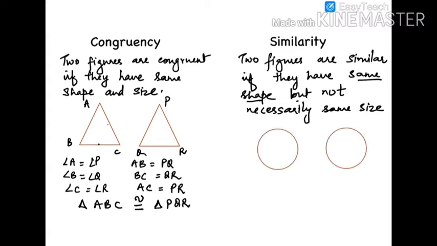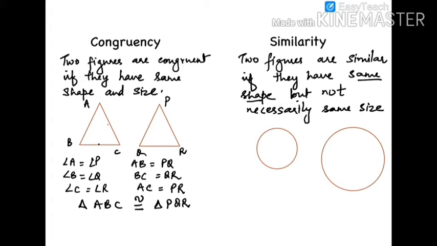I have drawn two circles that have same radius and we can verify this by overlapping the figures. So they are identical circles. So these two are congruent circles and they are also similar. But if I increase the size of the second circle, then these two circles will have same shape but they will not have same size. So now they are not congruent but they are similar figures.